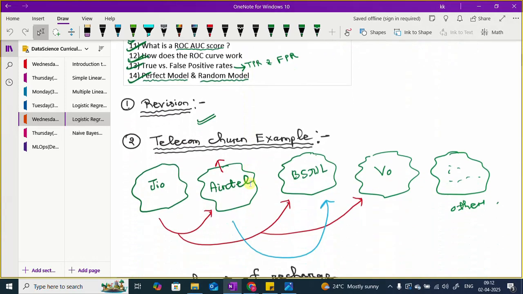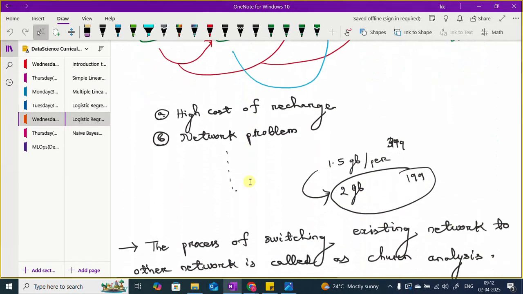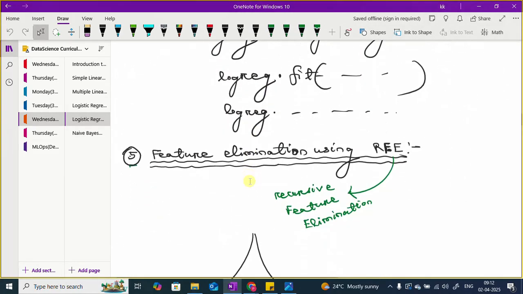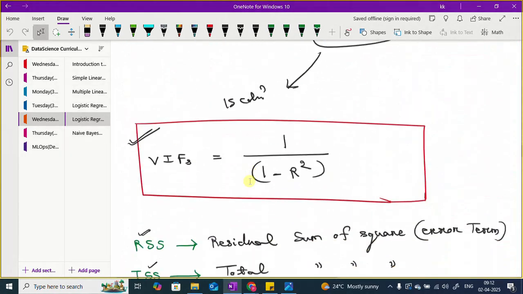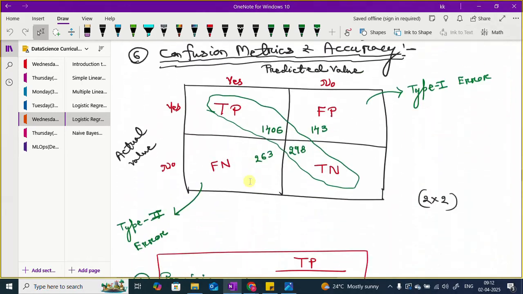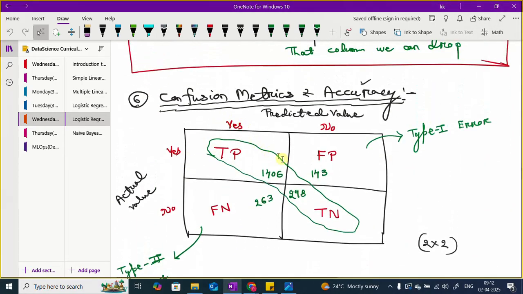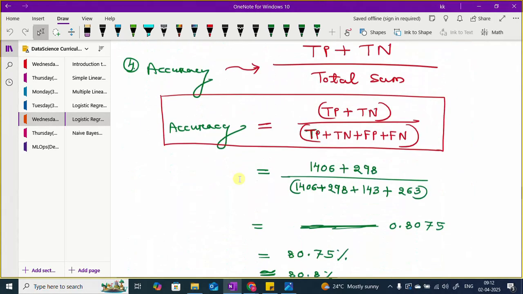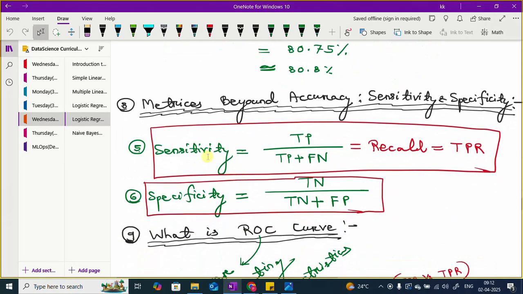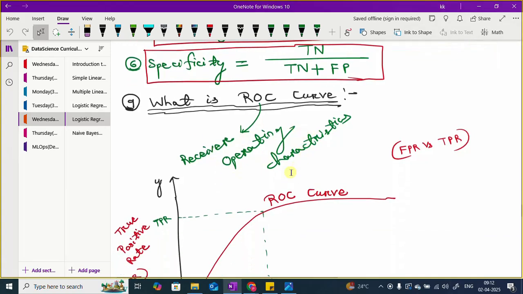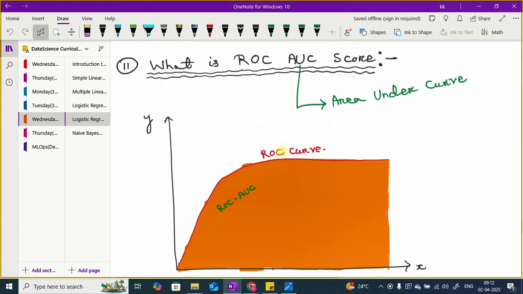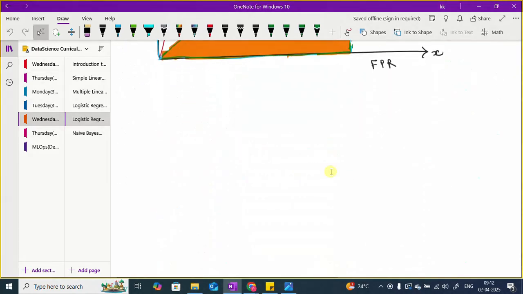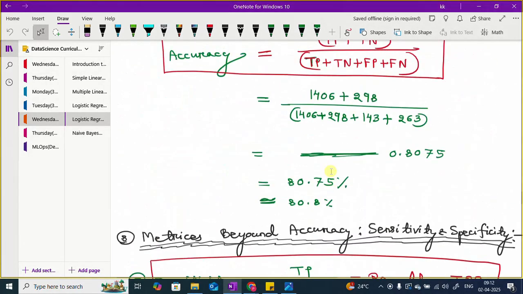So these are the things we have covered in the last class, right? So yeah, telecom churn analysis we have seen. Coming to the concept, we have seen this thing, right? So picture elimination, okay, that's fine. So let me go to the actual things. Yeah, VIF, okay, these things also we have covered. Yeah. So confusion matrix, accuracy, we have derived precision, recall, F1 score, accuracy, then sensitivity, specificity, then ROC curve, okay, then ROC AUC score, right? Then perfect model versus random model, correct? So these are the things we have covered as part of the last class.